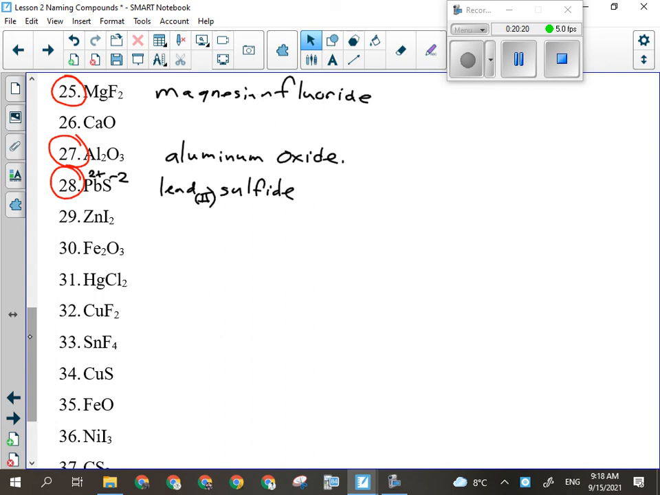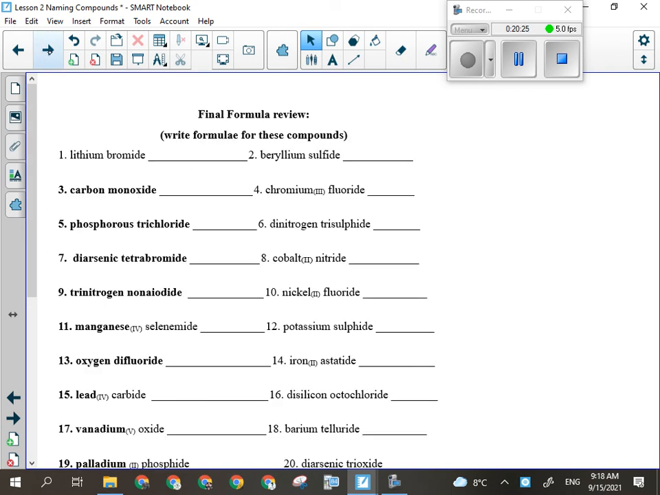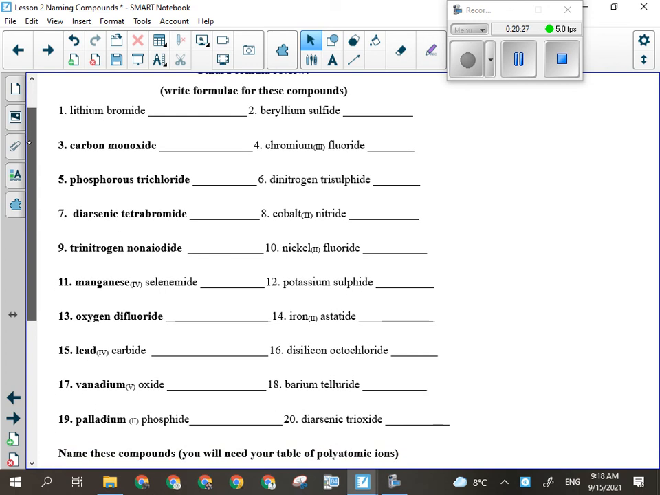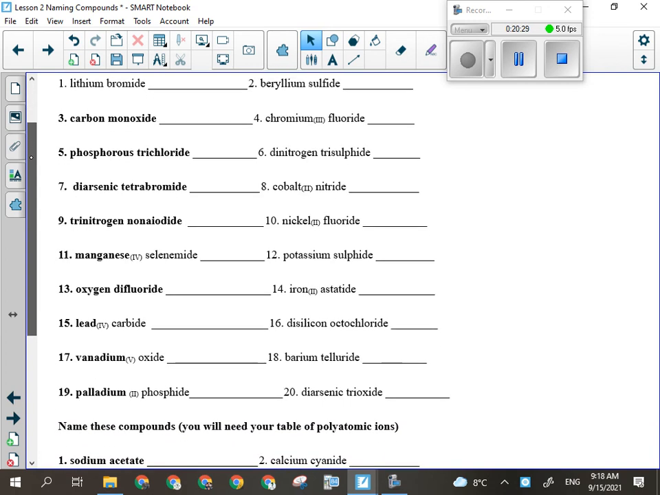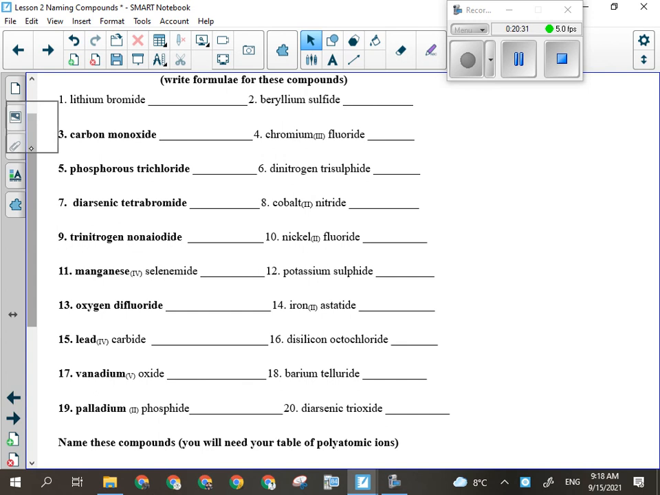All right, I am going to have you guys try a couple more of these, and then we're going to move on to solubility and polar nature of water.